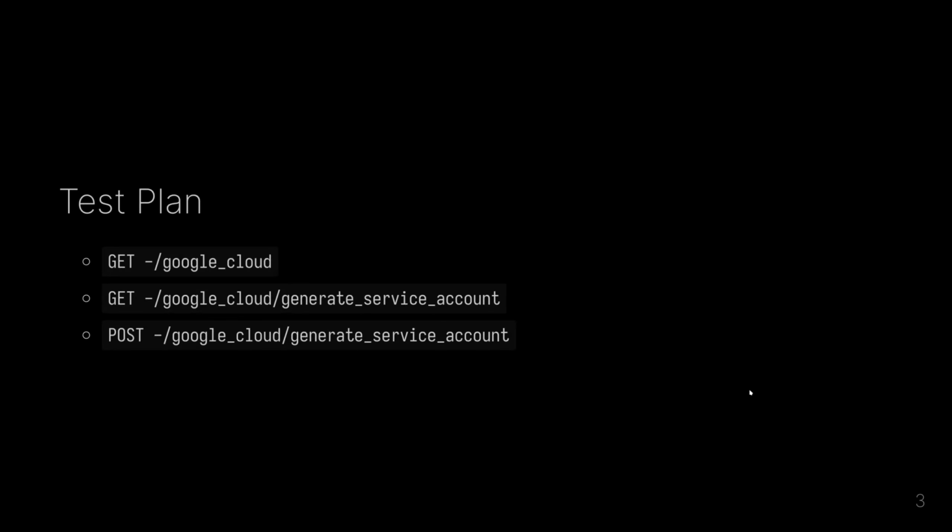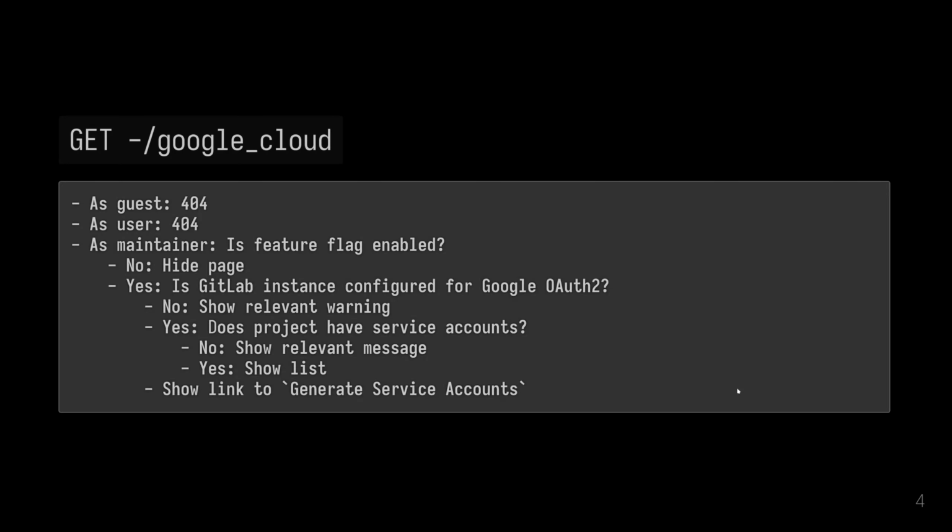If you look at this feature, it mainly introduces 3 routes, and the test plan should involve testing all possible scenarios for these 3 routes. The first route that has to be tested is the Get Google Cloud page. This is the main page inside project infrastructure that shows the list of service accounts. Here are the test scenarios that were tested.